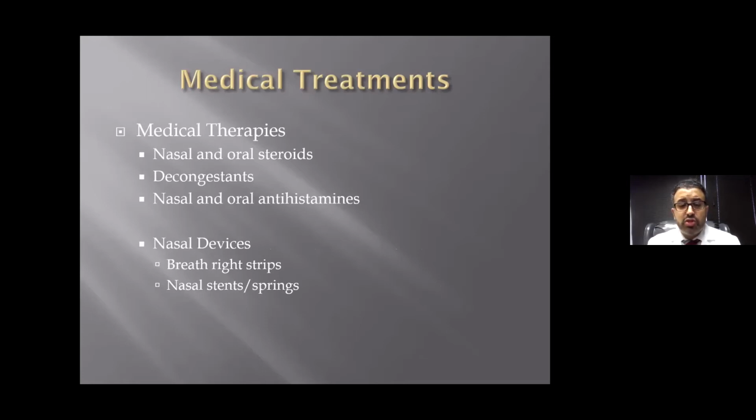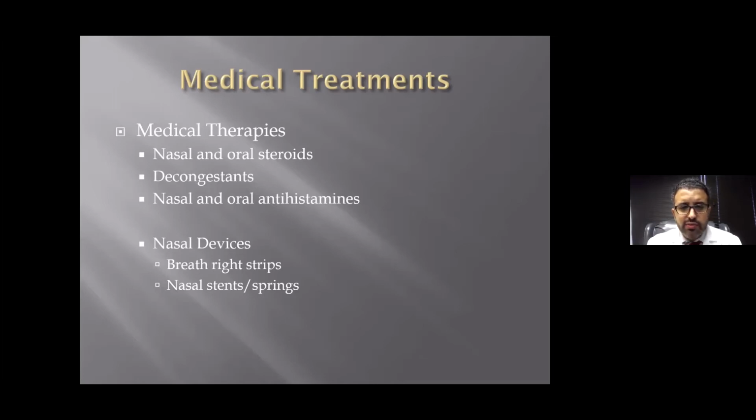Decongestants, a lot of times patients will use decongestants. I'm not a fan of decongestants at all. The reason is that over long-term use, this can actually lead to more problems, more swelling in the nose, more obstruction in the nose, and it can lead to worsening of their symptoms. In the short term, the first time they use it, it will feel great. They'll be able to breathe. But long term, there's really no role in the treatment of allergies for decongestants.